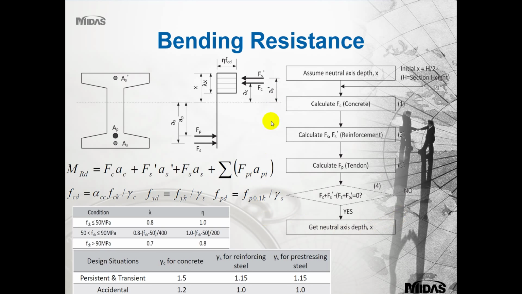And what you do is you follow the workflow. Assume the neutral axis, calculate the Fc for the concrete compressive force, calculate the Fs for the reinforcement, and then calculate the tendons as well. Then you do the comparison against each other, and you get the neutral axis depth once it's all balanced out.